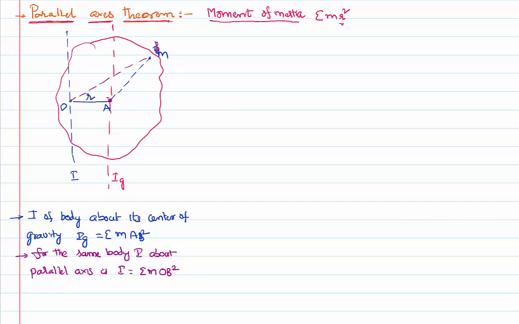Now I need to express this OB square in terms of the available data, something like Ig. So what I will do is extend this line, and from here draw a perpendicular. Meaning to say, here the angle is 90 degrees. Let me name this point as C. Now I can see there is a right angle triangle OBC.